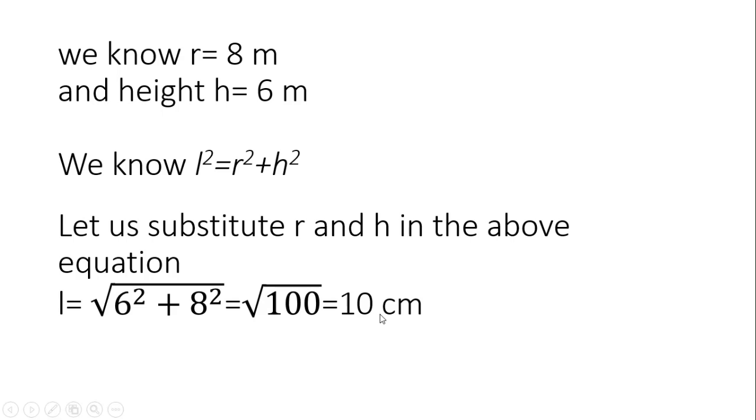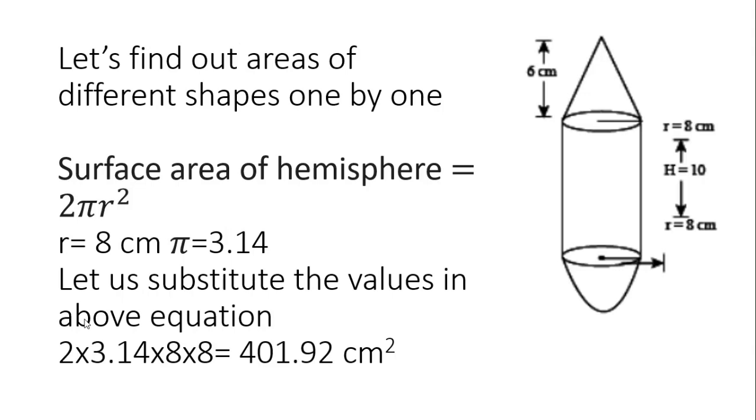So we are able to find the slant height of the cone by using Pythagoras theorem, as the slant height becomes the hypotenuse, and the height becomes one side and the radius becomes one side in that right angled structure in the cone. Now that we have the slant height, we are able to find the surface areas of the different structures given: one is a hemisphere, one is a cone and one is a cylinder. Let us find the areas of the different shapes one by one.